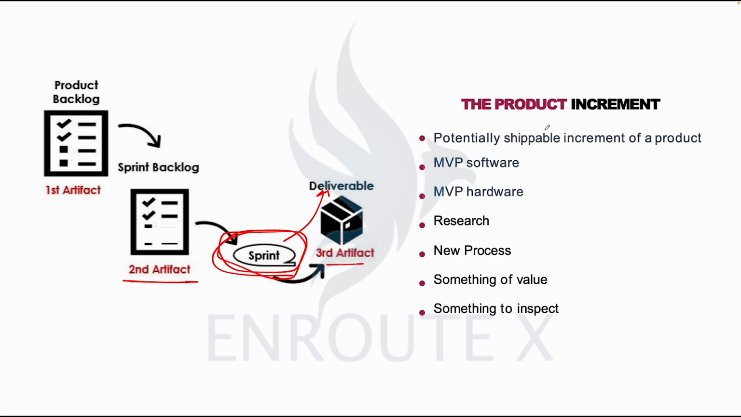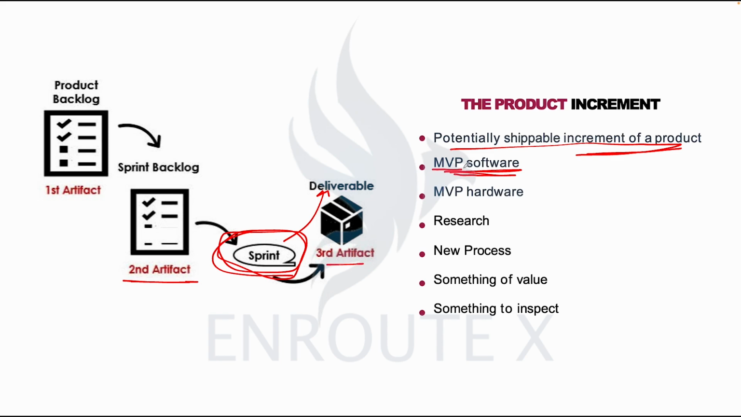So let's look at what the product increments are. What are those tangibles that could form the product increments? A product increment could be the potentially shippable increments of the product, what is valuable. It could be an MVP software. MVP stands for minimum viable product. We've dedicated a class to that, so when we go further, we will understand what the minimum viable product is.